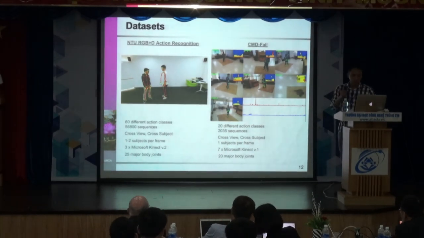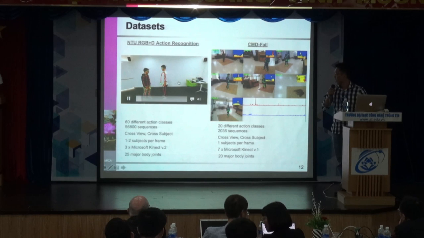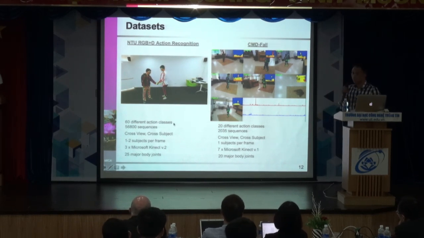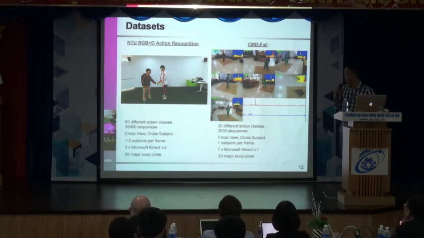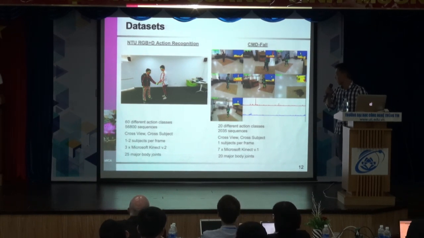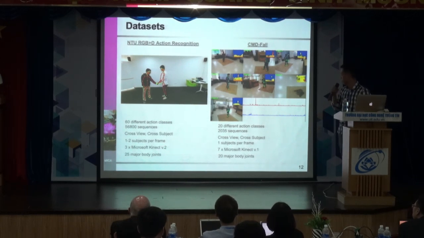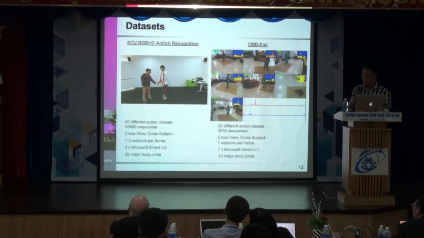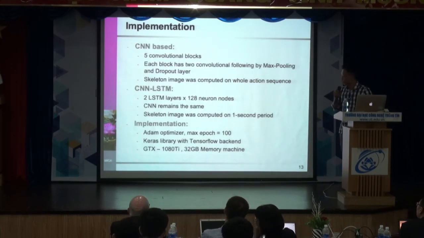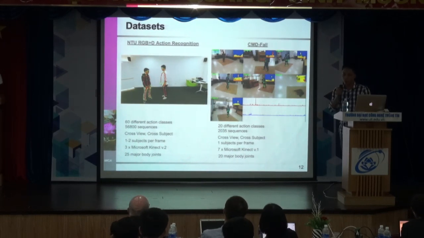And then we test it with two different data sets, which are NTU RGBD, which is the largest in this field, and the CMDFall. The NTU RGBD has 60 different action classes, but it has a lot of sequences, more than 50K, and the CMDFall has 20 classes, but it only has 2,000 sequences. Another problem is that NTU RGBD uses the skeleton from Kinect version 2, so we had more accurate data and more body joints, 25 versus 20 in the case of Kinect version 1. So that's a big difference between the two data sets.